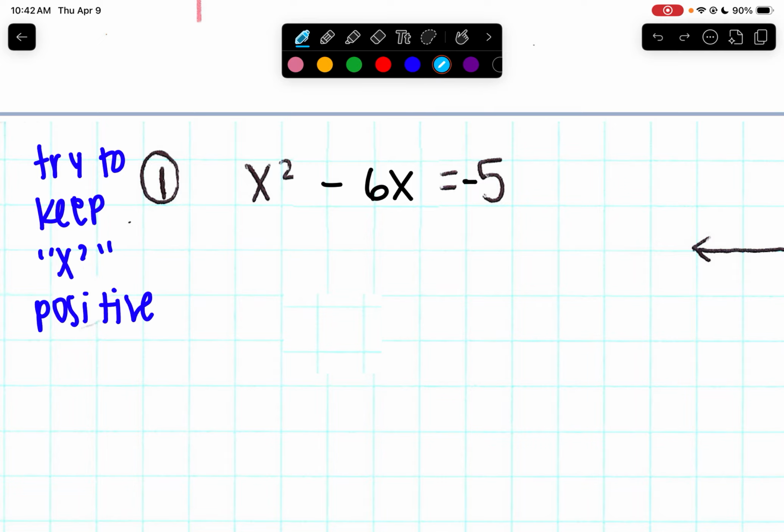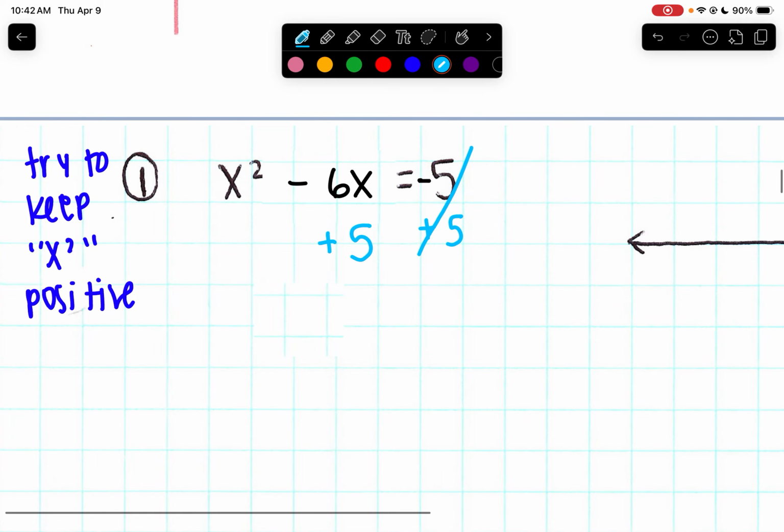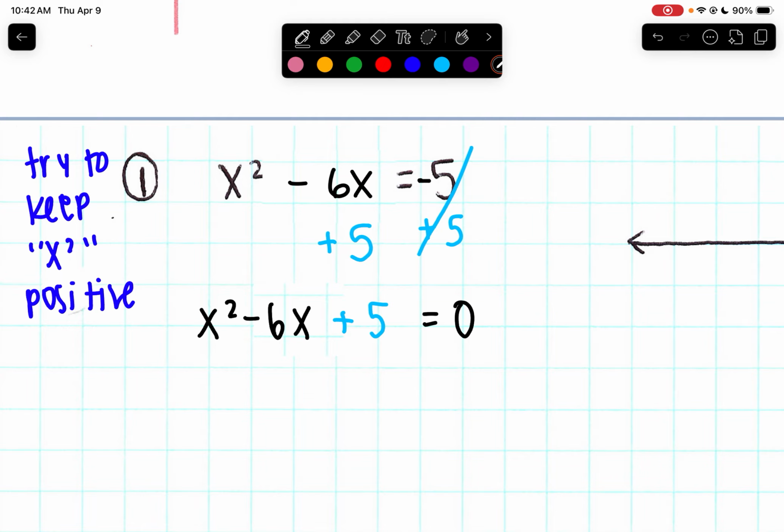Well, that 5 needs to be removed, right? So I'm going to get rid of that negative 5 on the other side by adding 5 to it, because again, to get rid of something, we do the opposite. And I check to see if any of my terms are combinable. In this case, none of my three terms can combine with each other, so I'm just going to write them next to each other. So x squared minus 6x plus 5 equals 0.